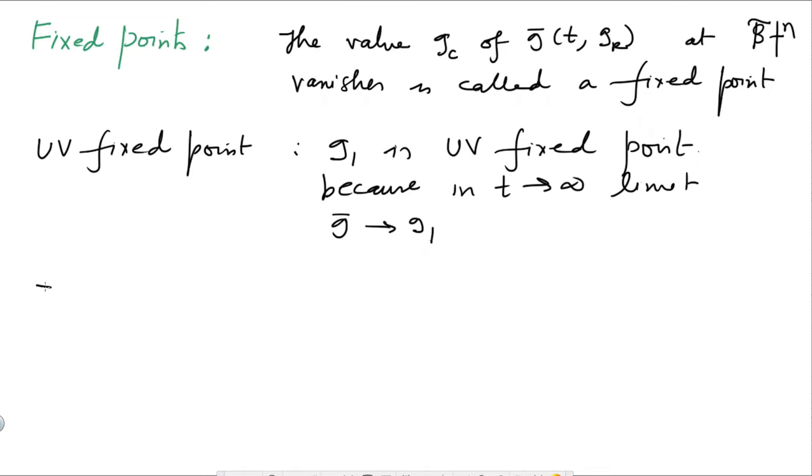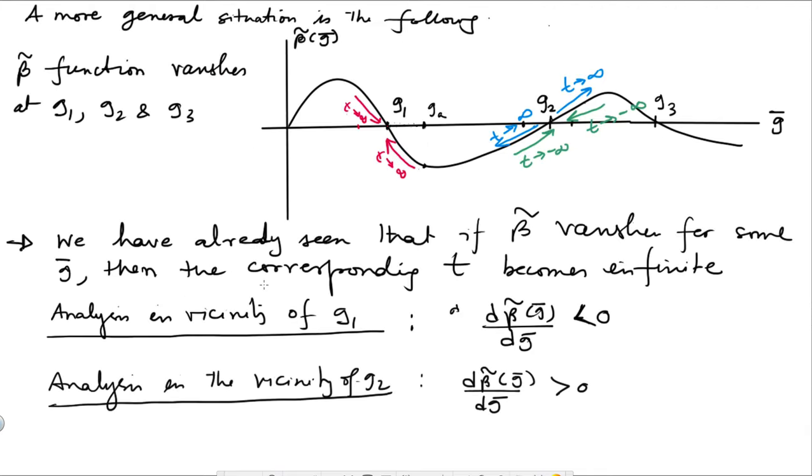And similarly, you have an infrared fixed point. Here, t going to minus infinity, remember we had scaled by e to the t. So when t goes to minus infinity, this is going to zero, right? So all the external momenta are becoming very small, and that is what is called infrared. You see that as you take t to minus infinity, you flow towards this value G2. If you take t going to infinity, then you go away from it. That is why it's called an infrared fixed point.